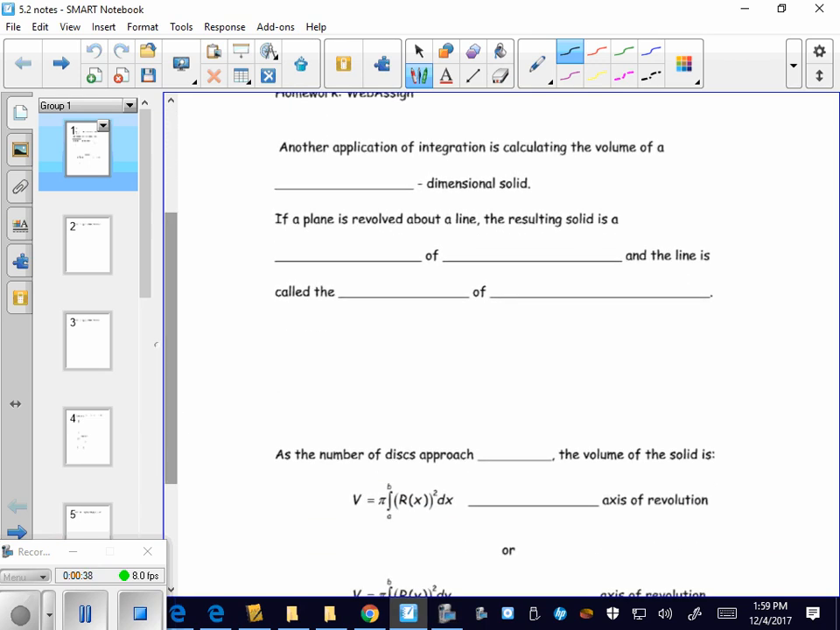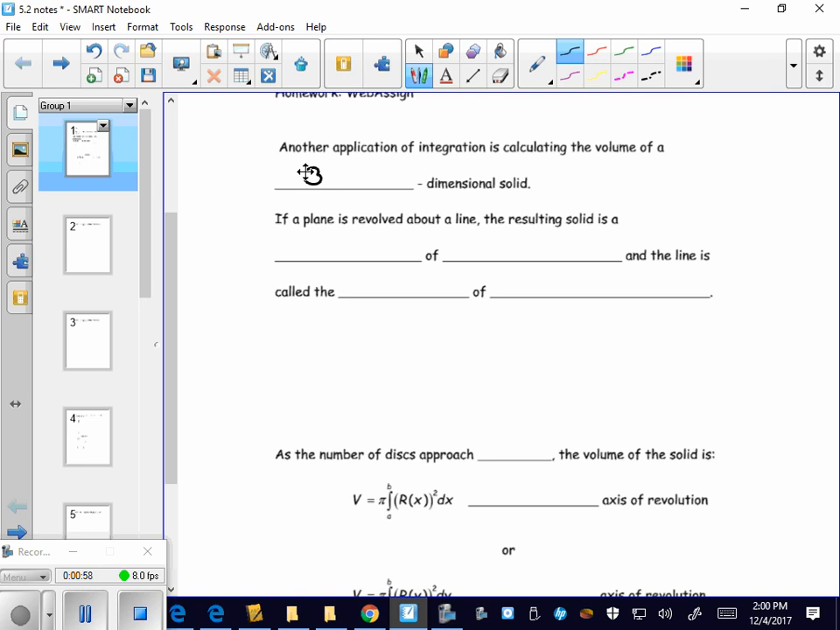So, this is one of our applications of integration. Last time we talked about how to find the area between two curves. Now we're going to figure out how to find the volume if we take a curve and we're actually going to create a three-dimensional solid. So, calculating the volume of a three-dimensional solid.